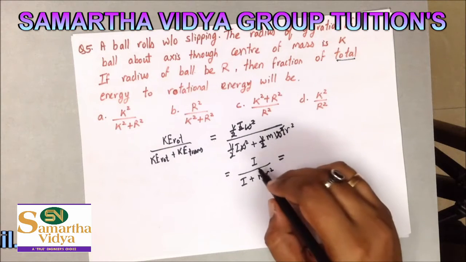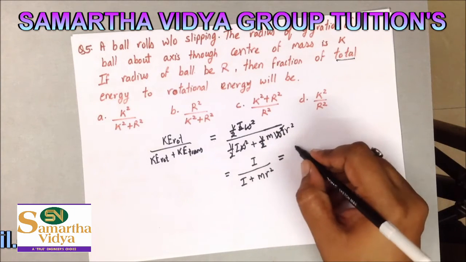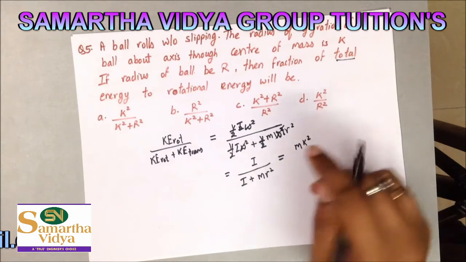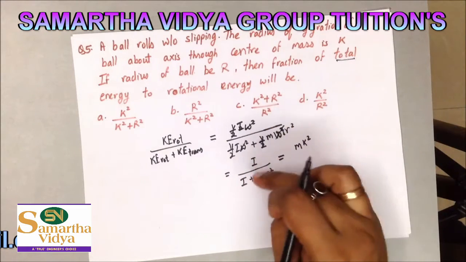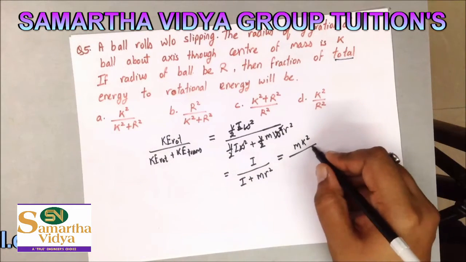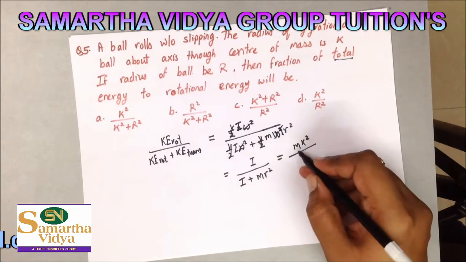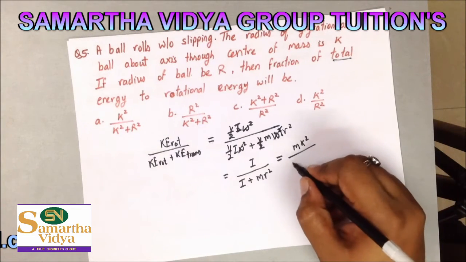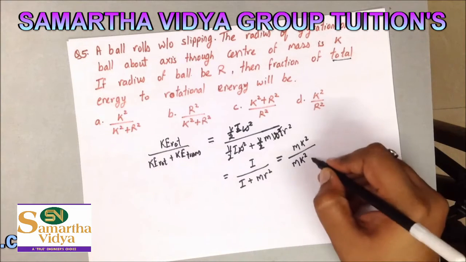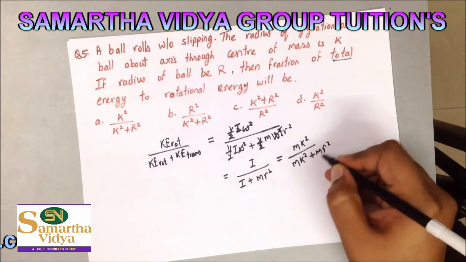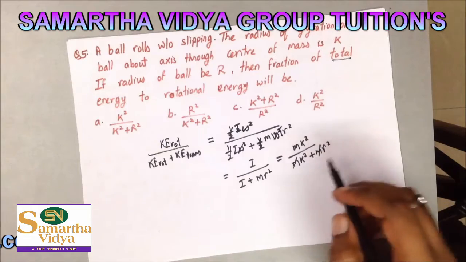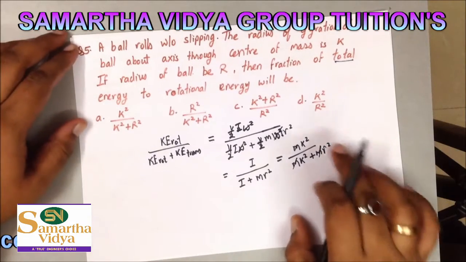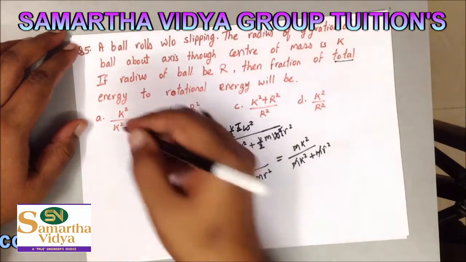Now in this we know that I is nothing but equal to mk square, because you can see from the answers we have the k term and we don't have the I term present. So we can introduce the k term, where k is nothing but the radius of gyration. So mk square plus mr square. So the m gets cancelled out. So we are landing with the term which is k square upon k square plus r square, which is nothing but your option.